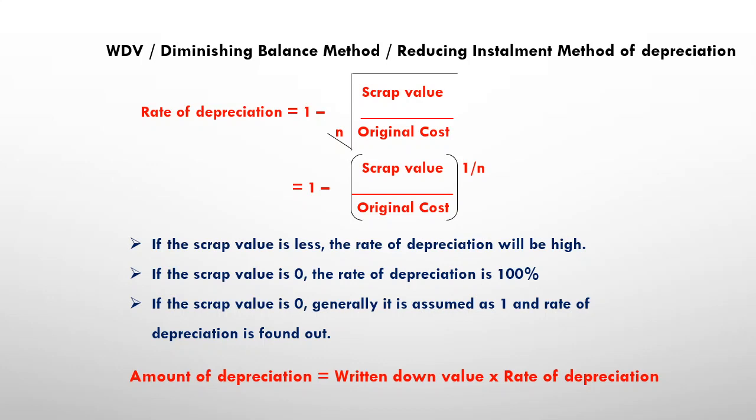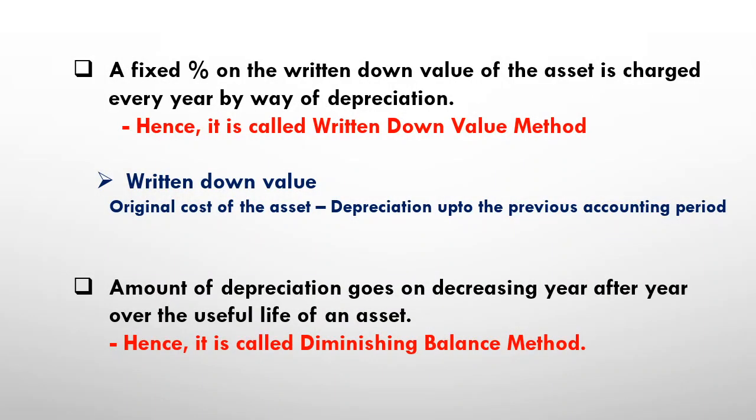Amount of depreciation is equal to written down value multiplied by the rate of depreciation. A fixed percentage on the written down value of the asset is charged every year by way of depreciation. Hence, it is called written down value method. Written down value is equal to original cost of the asset minus depreciation up to the previous accounting period. Amount of depreciation goes on decreasing year after year over the useful life of an asset. Hence, it is called diminishing balance method.